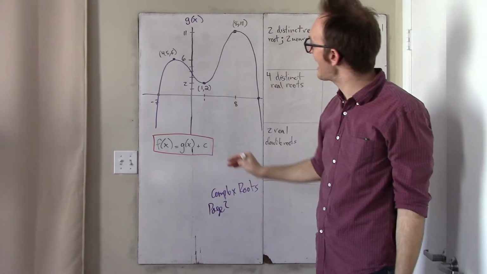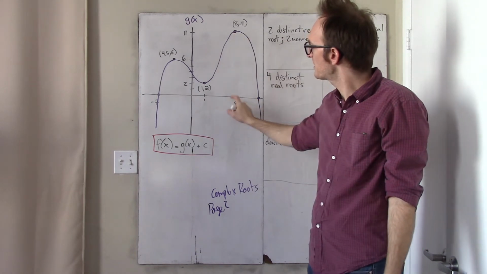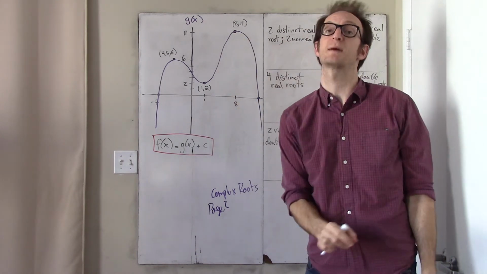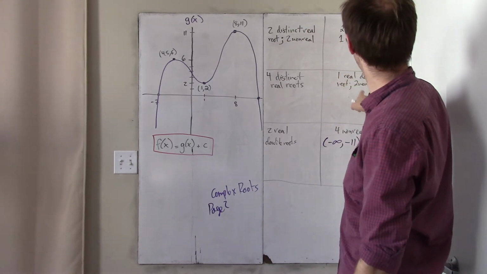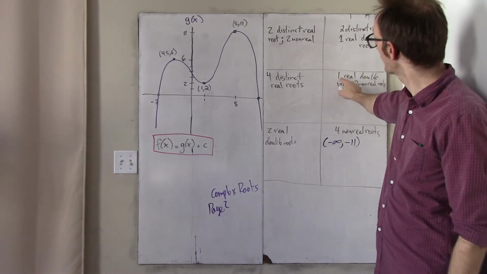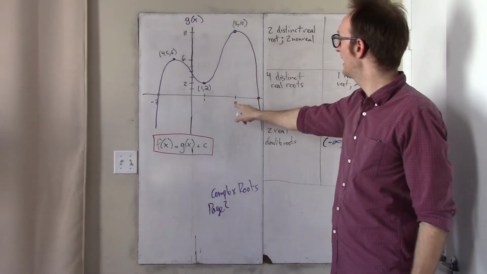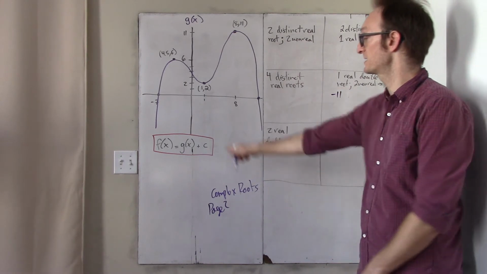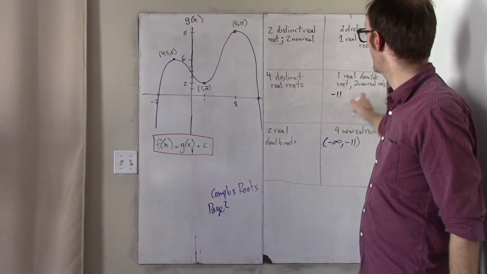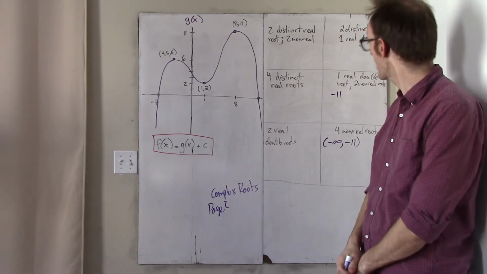Well, if you move this down exactly 11, then this relative max here is now on the x-axis, and that's going to be a double root. And so under that condition, we will have one real double root at 8, if c is -11, and then the other 2 roots will be non-real.